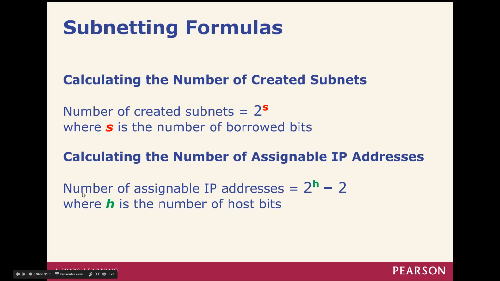For the number of assignable IP addresses, we have 2 to the H minus 2. H is the number of host bits. We have minus 2 because we cannot use the network and we cannot use the broadcast address for every single subnet that we create. So this gives us the number of assignable IP addresses. If we wanted the number of total IP addresses, we just wouldn't subtract this 2. So pay attention when you're reading questions on the exams. Do they want the total IP addresses or do they want the assignable IP addresses? Because the number will be different.